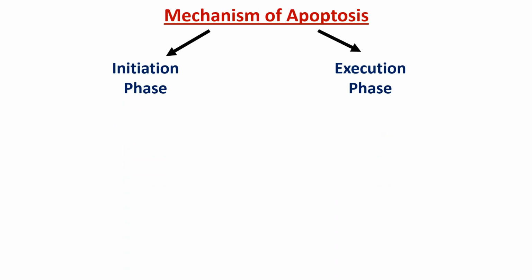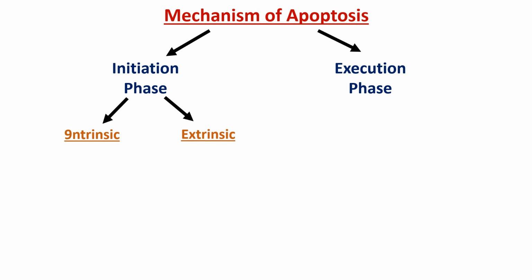Now let's talk about the mechanism of apoptosis. Apoptosis happens in two phases. One is the initiation phase, another one is the execution phase. This initiation phase can occur with two pathways. One is the intrinsic pathway, the second one is the extrinsic pathway.